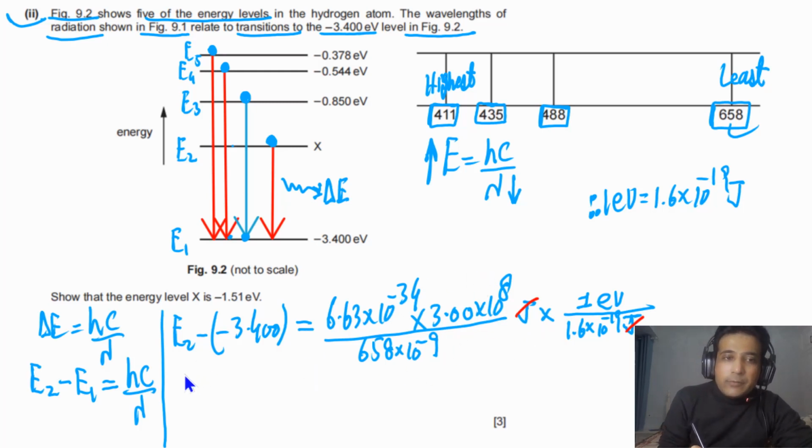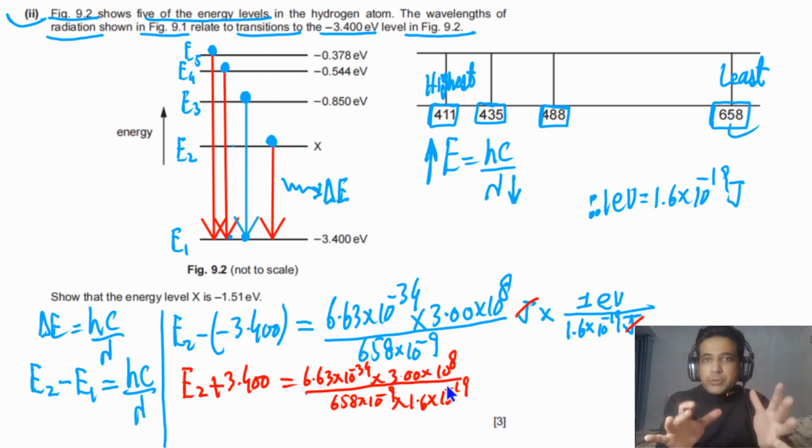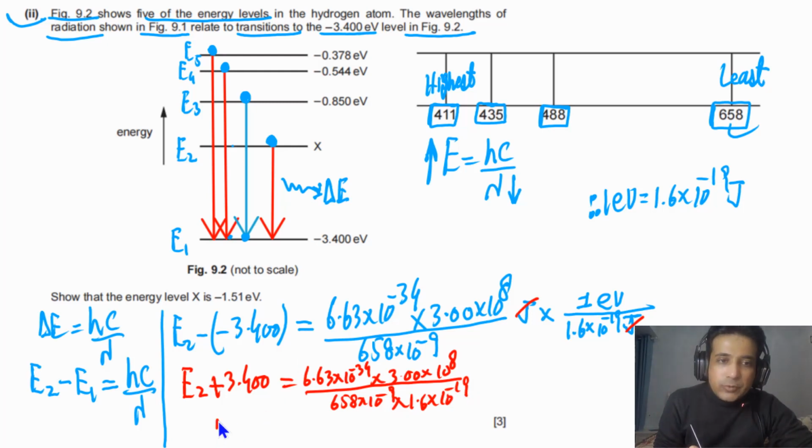So E2 in this case will be equal to E2 plus 3.400, and on this side we have 6.63 times 10 to minus 34, multiplied with 3.00 times 10 to 8, divided by 658 times 10 to minus 9 multiplied by 1.6 times 10 to minus 19. Now simply you have to use your calculator, and your final answer will be minus 1.51 electron volts. So this is how you need to approach this problem.